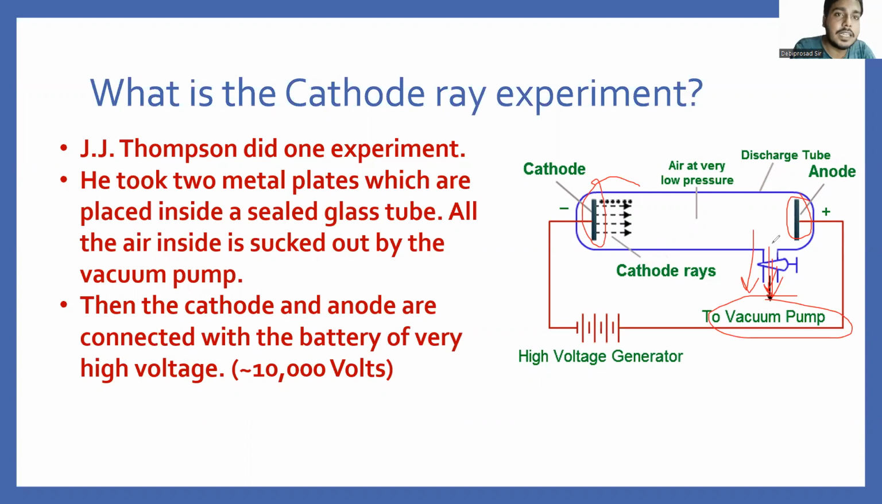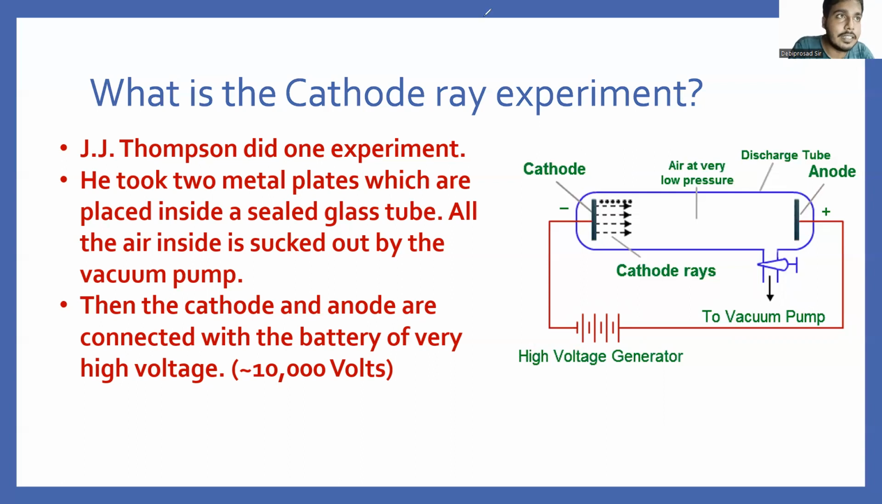Okay, then he connected this whole thing with a high voltage battery. It is a high voltage generator. That means a high voltage battery. So the cathode and anode are connected with a battery of very high voltage, 10 to the power 4, so it is nearly 10,000 volt, which is a large amount of voltage. Usually in our household circuitry, we just use nearly 420 to 500 volts, nearly that range. So 10,000 volt, you can just imagine, is a very high amount of voltage he has applied to this circuit.